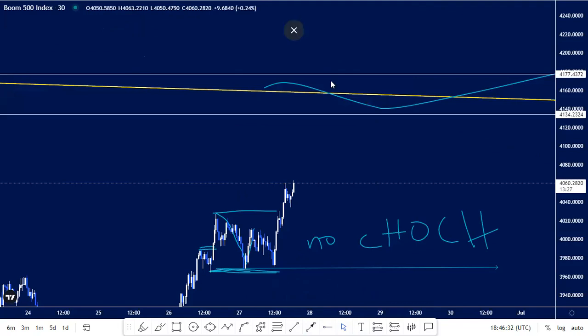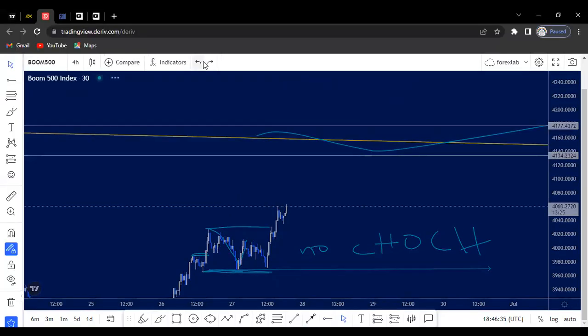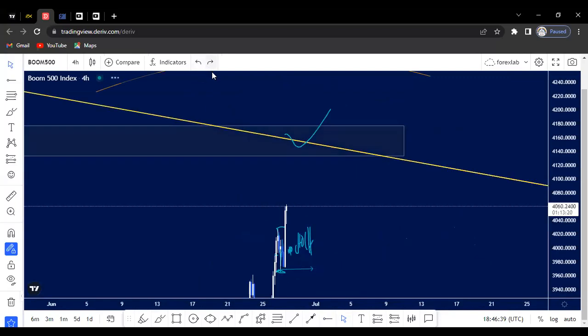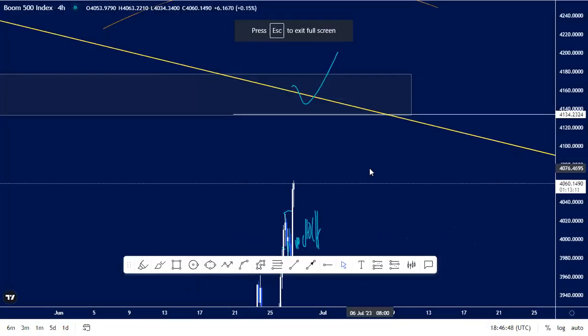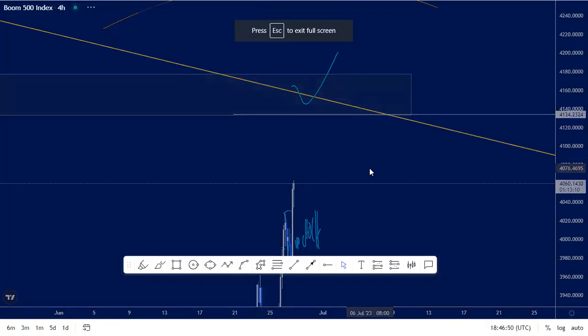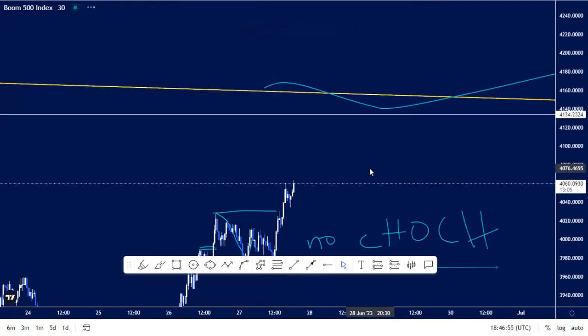Wait, wait, wait, wait. Most people right now, they're going to jump in where they are not even supposed to be jumping in. You find yourself jumping in where you're not even supposed to jump in. So on 30 minutes, we now need to wait. It's now a matter of waiting, waiting, waiting, and waiting.